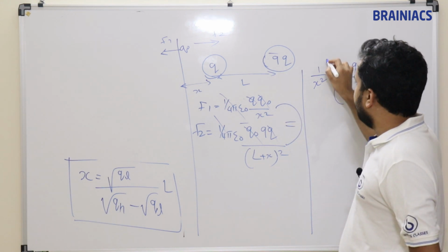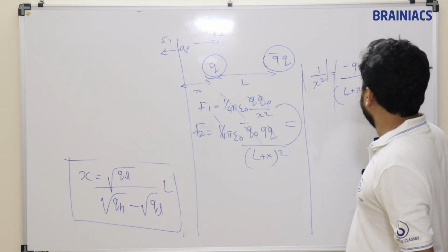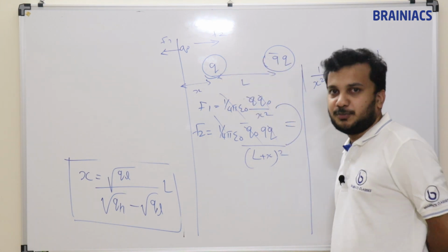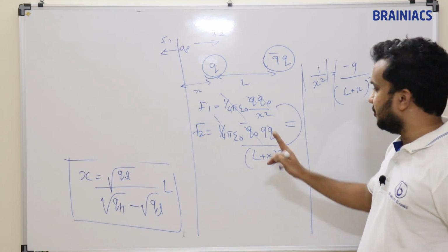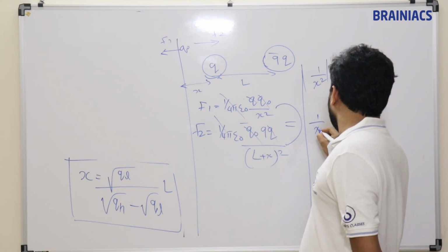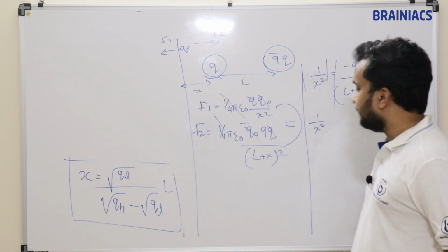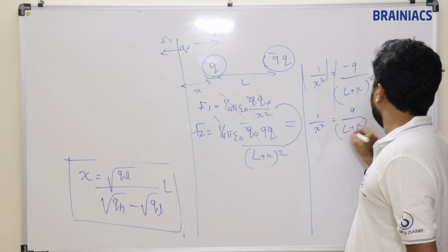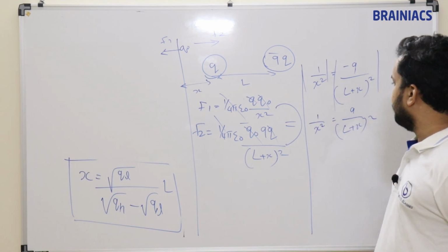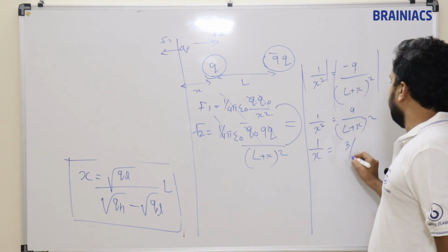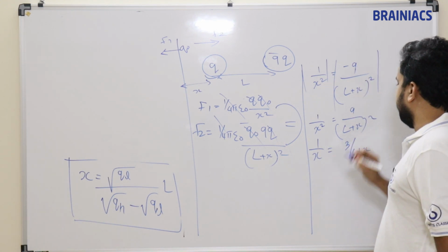So as of now, I am taking the modulus here, because the negative signs indicate the forces are in opposite directions. I know it is already positive, so I was giving the negative sign. Now I want the magnitude value of x. So 1 by x square equals 9 divided by (L plus x) the whole square. Taking the square root on both sides, what will come? 1 by x will be equal to 3 divided by L plus x.